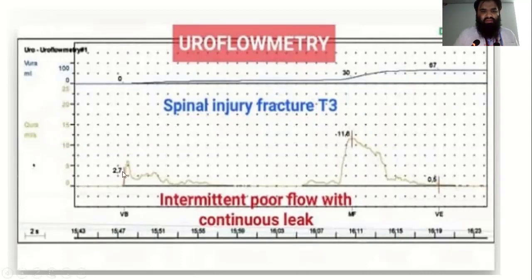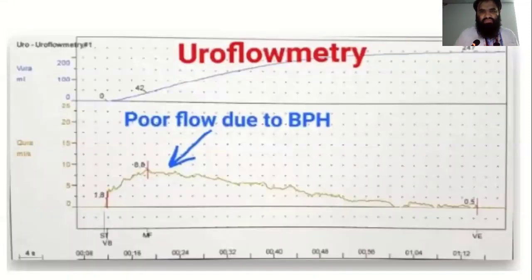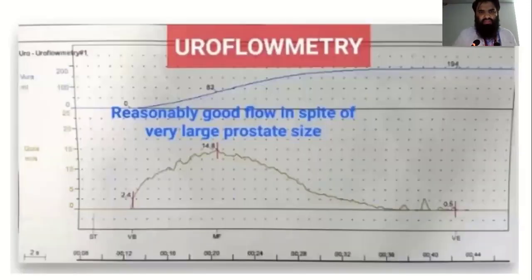This started with a 2.7 second urine pass, and it is less than 5 ml per second, and is mostly occurring in the spinal cord injury. This UFM is for a patient with poor flow due to BPH. It started after 1.8 seconds, and the maximum flow is about 8.5 ml per second. So this is a reasonably good flow in a patient with a very large prostate size.